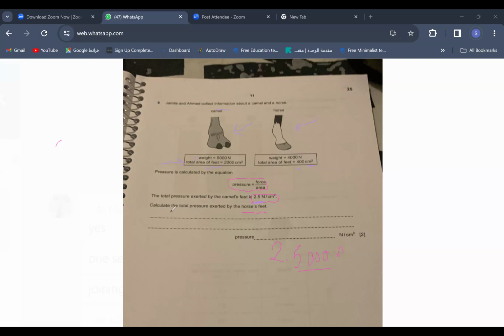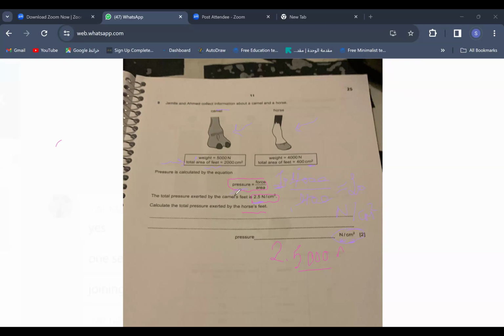I'm asking you now to calculate the total pressure exerted by the horse. So pressure is equal to force over area. We will divide 4,000 over 500. Those will go away with those. That's 10, right? Yes. 10 what? 10 Newton over centimeter square.